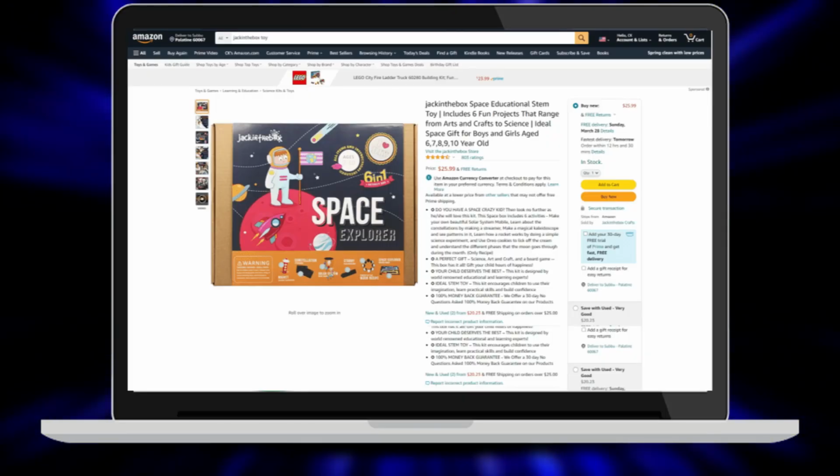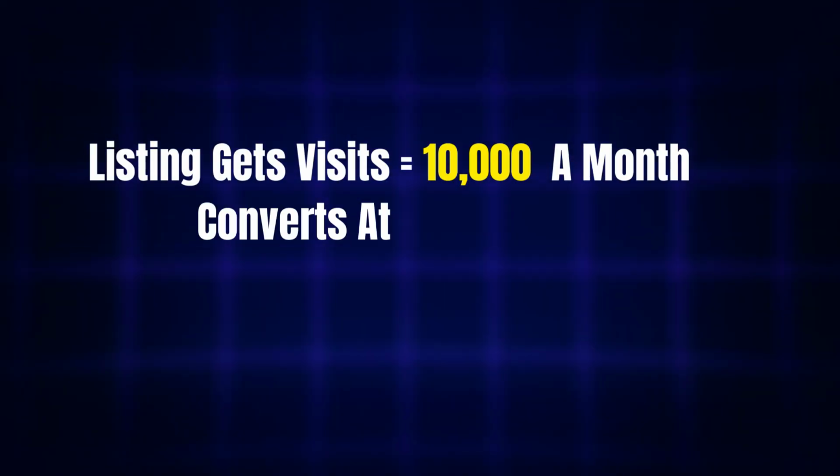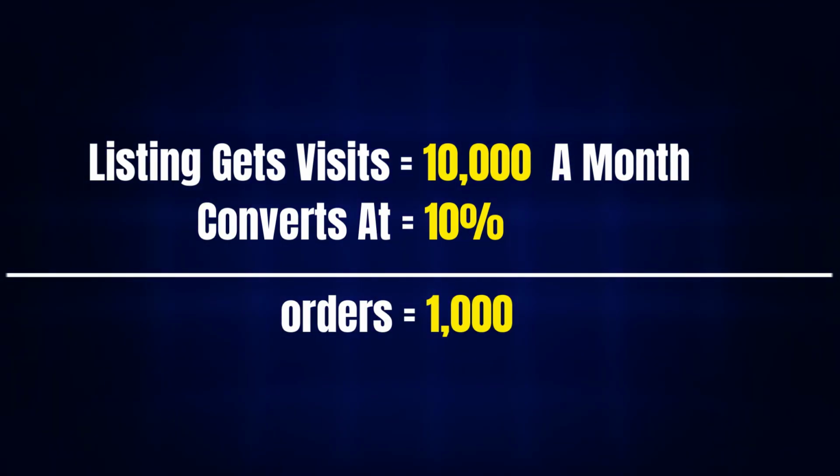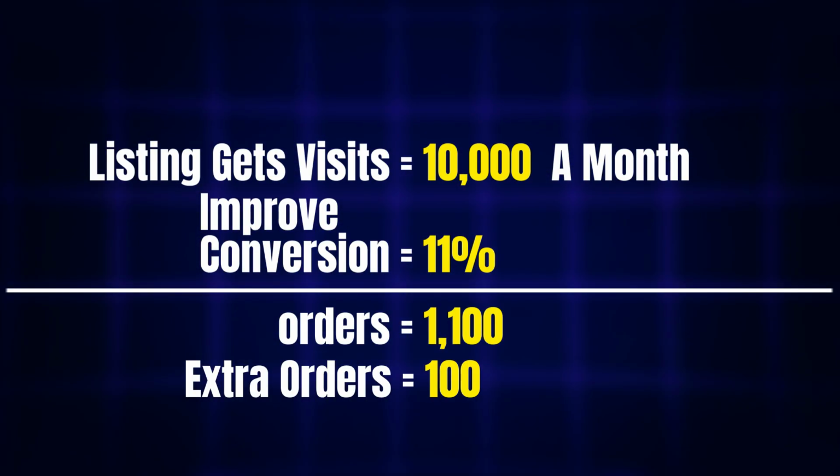Are you spending money to get clicks and then letting your product page waste them? Here is a scary math example. If your listing gets 10,000 visits a month and converts at 10%, that's 1,000 orders. Now imagine you improve conversion to 11%, that's 100 extra orders without buying a single extra click.